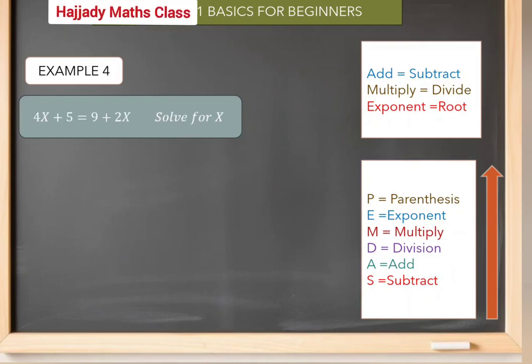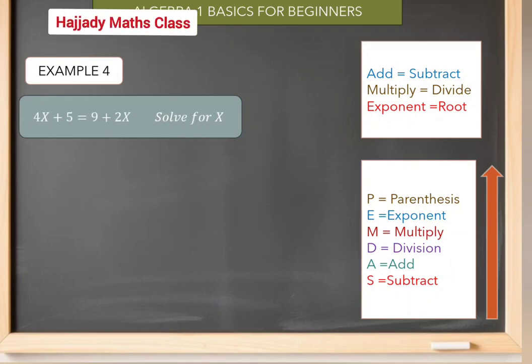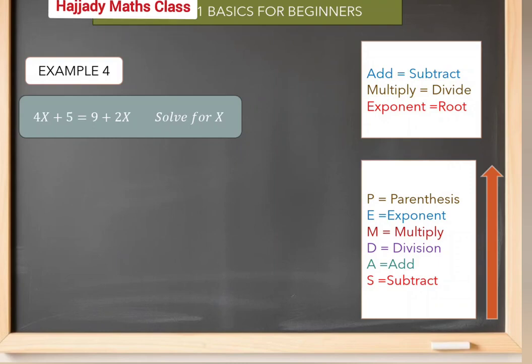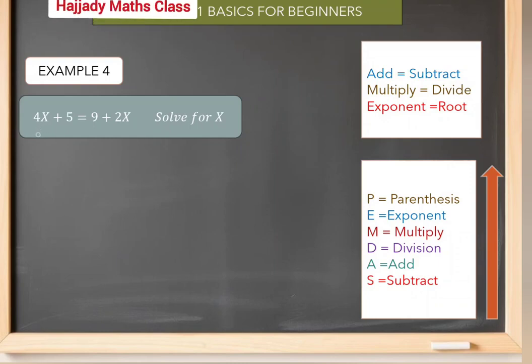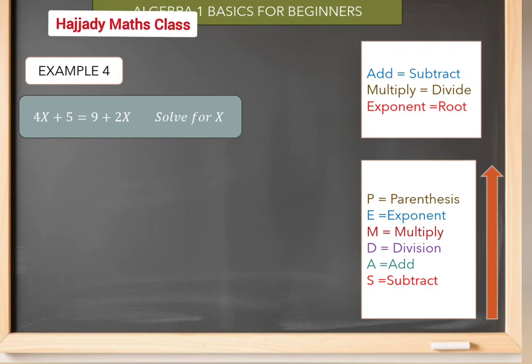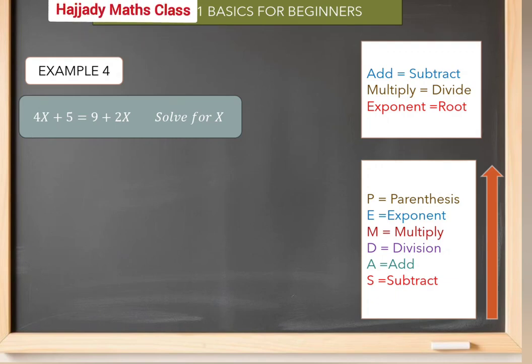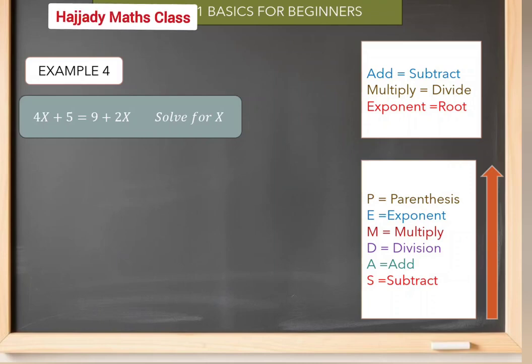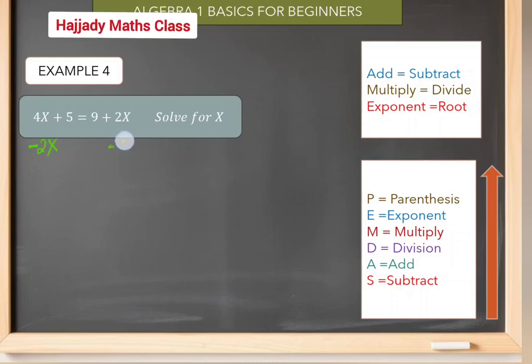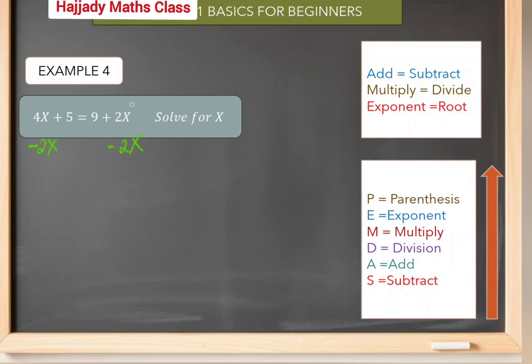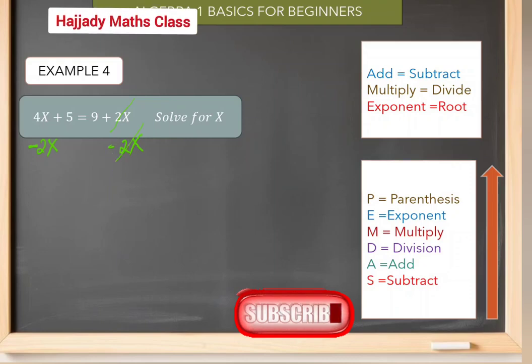Example 4. In example 4, we have the same thing. We have 2 operators here, but we have the variable x on the left side and also on the right side. The first thing we need to do is to make sure we have the variable on one side, preferably on the left side. To do that, you subtract 2x from both sides so that you can eliminate 2x on the right side.